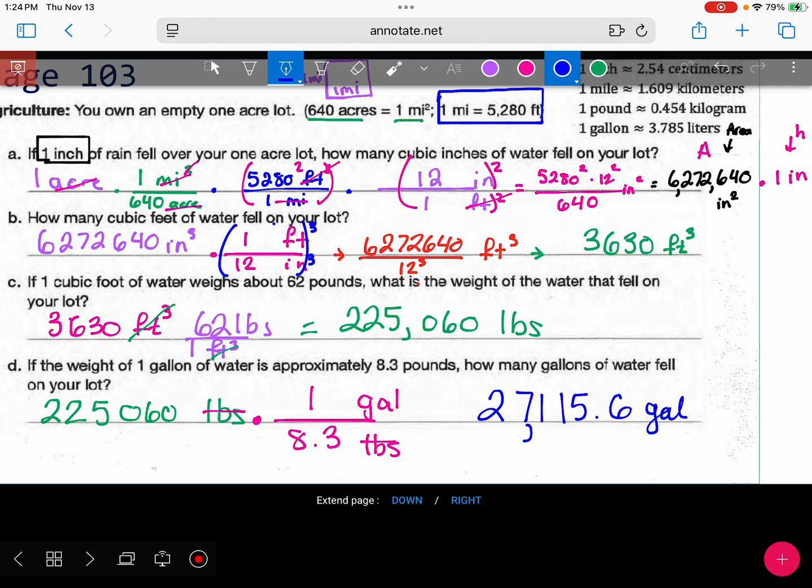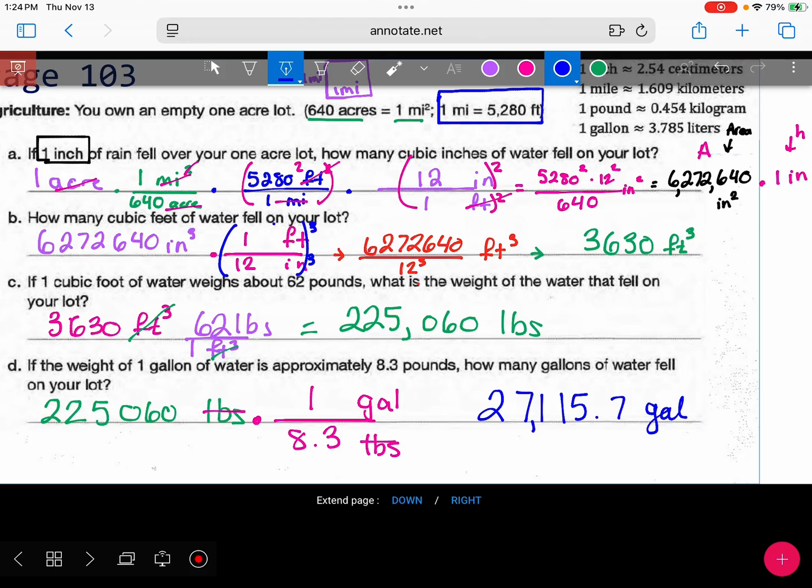Is that a comma after the 7? Yes. Also, it's 27,000. Oh, it's 0.6. That's what I have. I got 0.7. You could take the 6 to a 7, so 27,115.7, based on rounding.